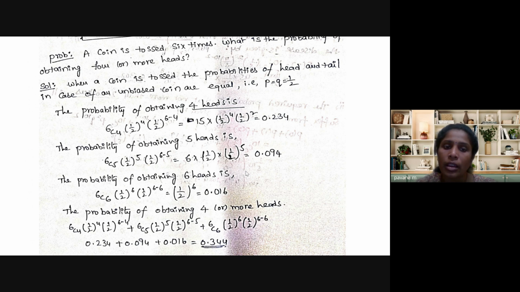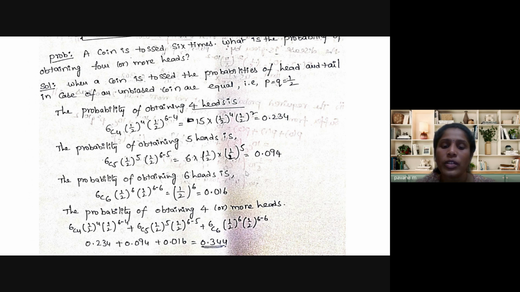Again, you have to calculate the same procedure for 5 heads, the probability of obtaining 5 heads. Now n is 6, r is 5, P is half, and Q is half. You will get 0.094. For 6 heads, that means you toss that coin 6 times, and every time you got the head. The probability of obtaining 6 heads: n is 6, r is 6, p is half, q is half. You just apply those values on nCr into p power r, q power n minus r.